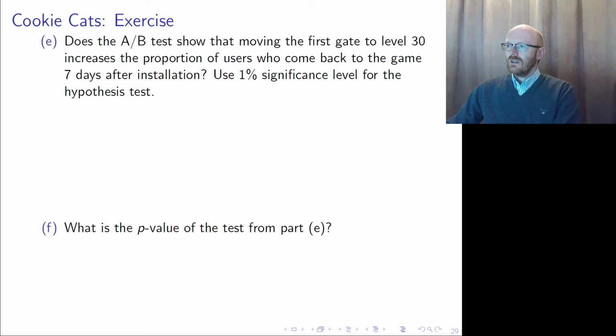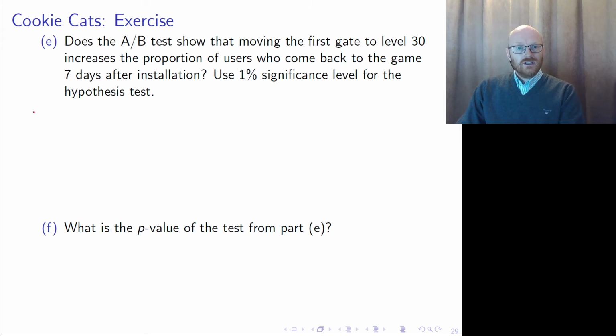So, does the A/B test show that moving the first gate to level 30 increases the proportion of users who come back to the game 7 days after installation? That's our research question. Use a 1% significance level for the hypothesis test. We should be quite certain that this is true before we make a change, hence the quite low significance level.